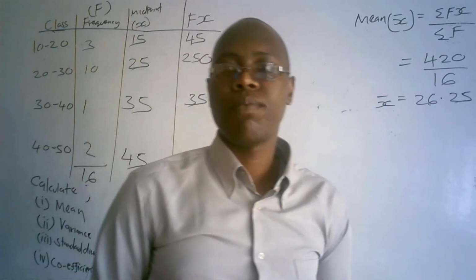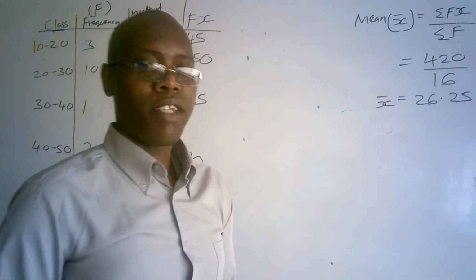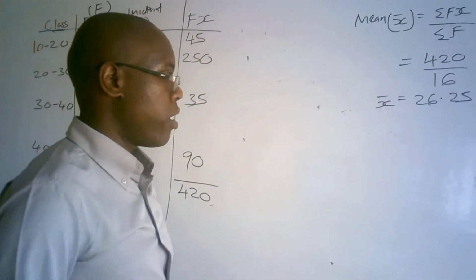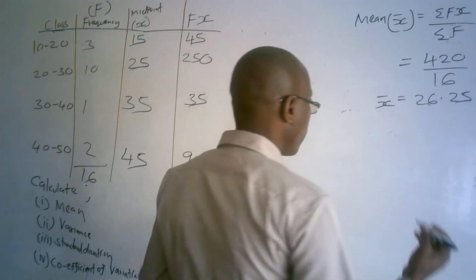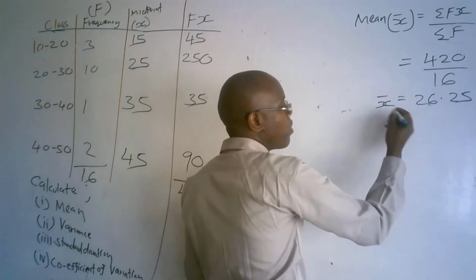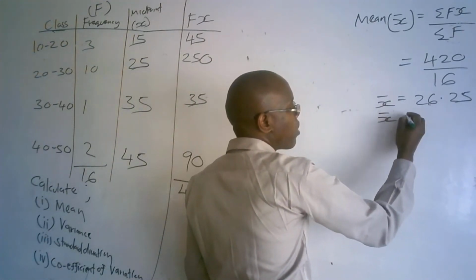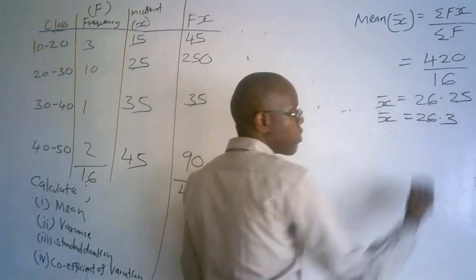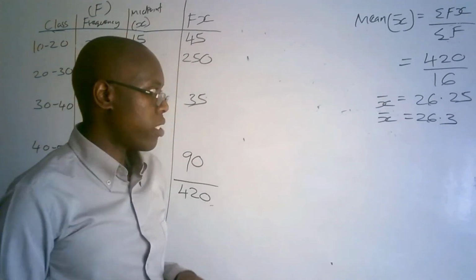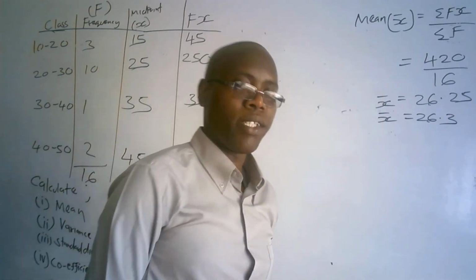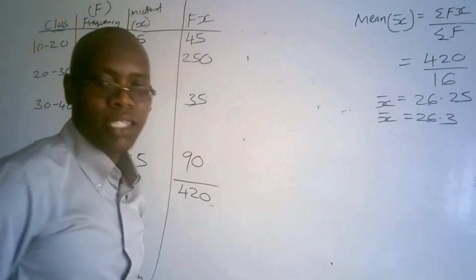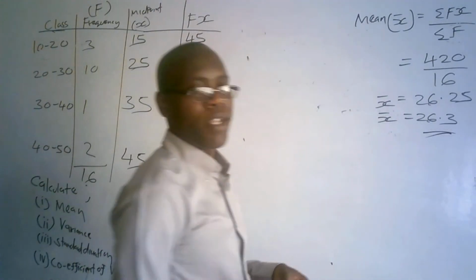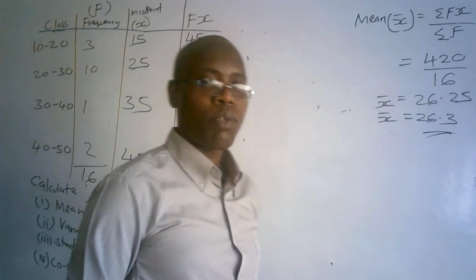So that's how simple it is in terms of calculating the mean. Maybe let me round it off to one decimal place. So x bar is equal to 26.3, so that when calculating the variance, it can be easy for us. So that is the answer. Our mean is going to be 26.3 rounded off to one decimal place.